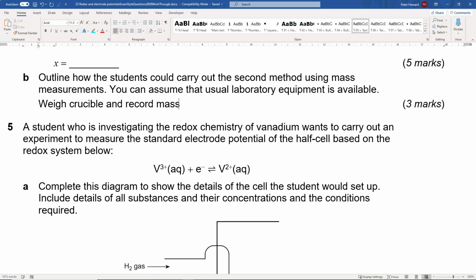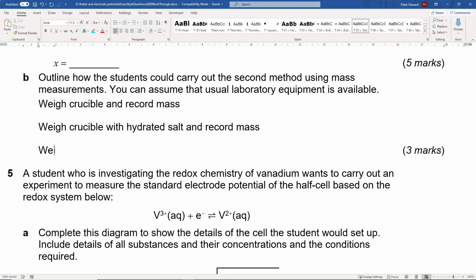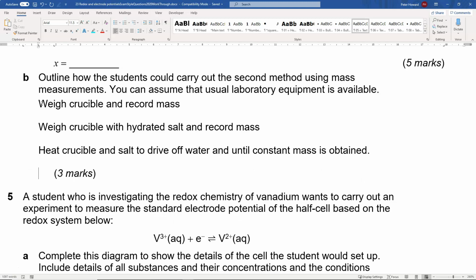Weigh the crucible and record the mass. Weigh the crucible with the hydrated salt and record the mass. Heat the crucible and salt to drive off water until constant mass is obtained, then leave to cool, then weigh the crucible with the anhydrous salt, meaning the salt without water.